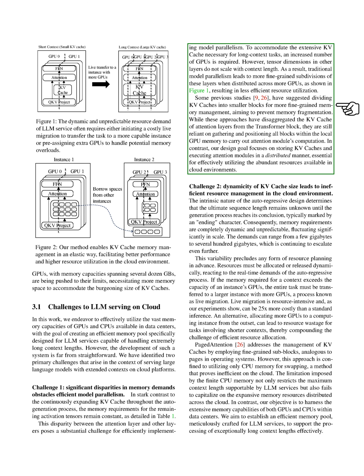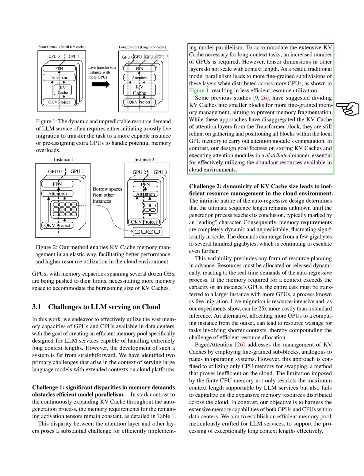To accommodate the extensive KV cache necessary for long context tasks, more GPUs are needed. However, tensor dimensions in other layers do not scale with context length. As a result, traditional model parallelism leads to more fine-grained subdivisions of these layers when distributed across more GPUs, resulting in less efficient resource utilization.